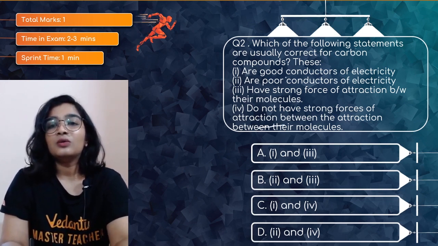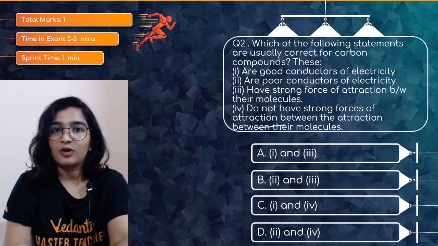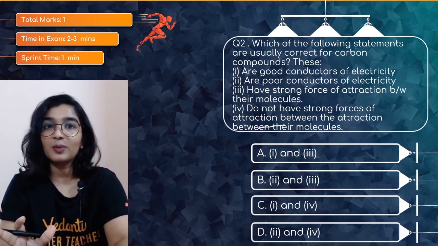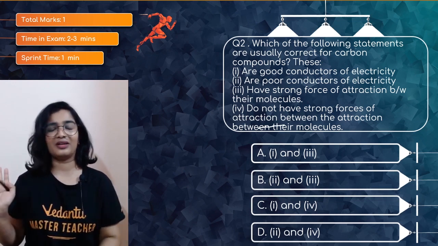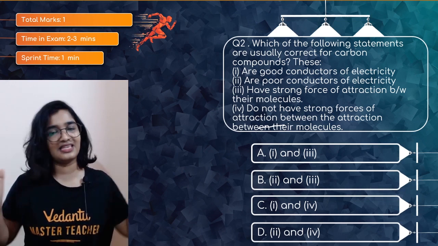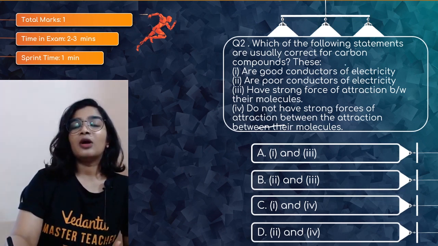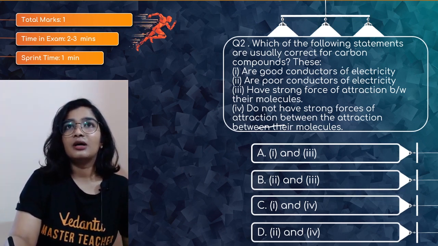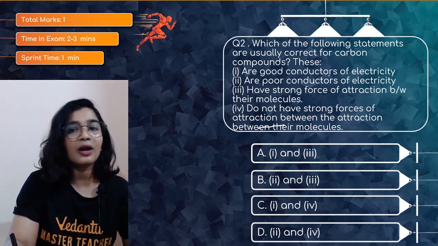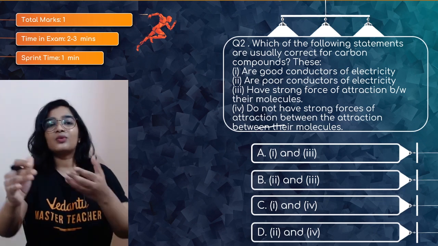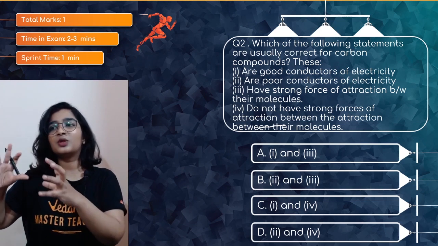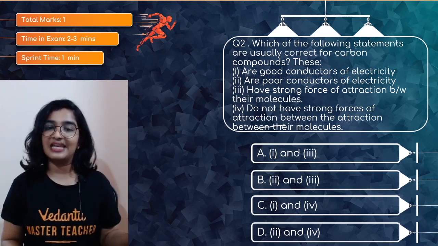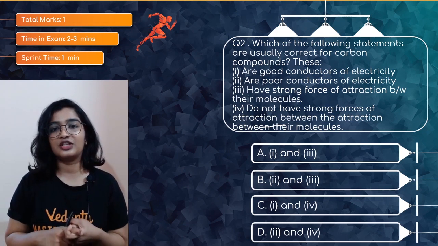One thing we know, carbon compounds are covalent compounds, right? So what are the properties of covalent compounds? We have differentiated between ionic and covalent bonding already. In covalent compounds, the force of attraction between the molecules will be less. They do not have strong force of attraction, because it is only sharing of electrons. Compared to the electrostatic force of attraction between the ions in ionic compounds, this will be less.